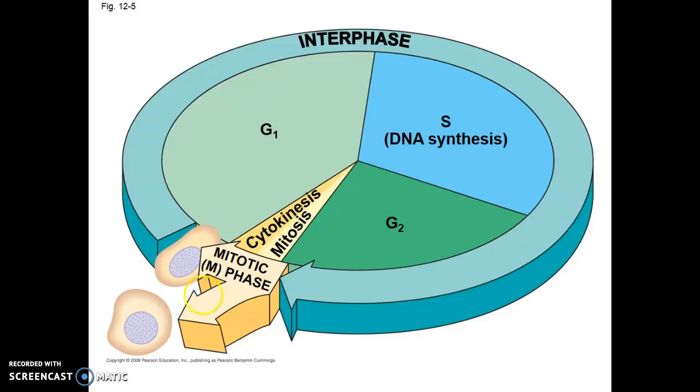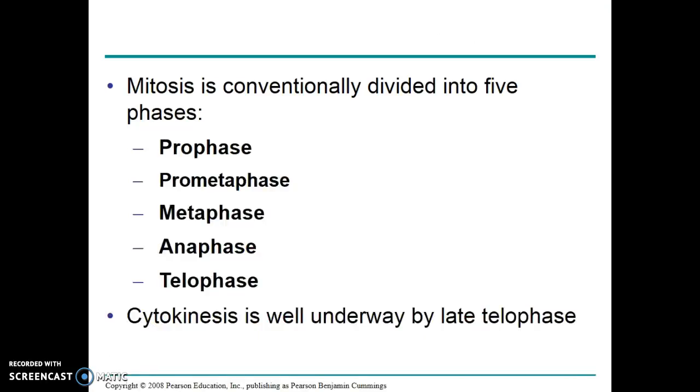Then we have mitosis and cytokinesis. We're going to talk about each of the phases in the mitotic phase individually. Mitosis is conventionally divided into 5 phases: prophase, prometaphase, metaphase, anaphase, and telophase. Cytokinesis is well underway by late telophase. That's when cytokinesis takes place.